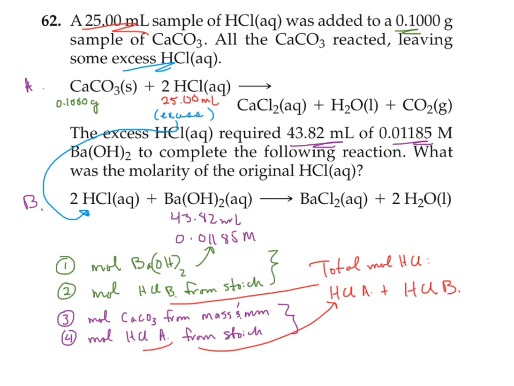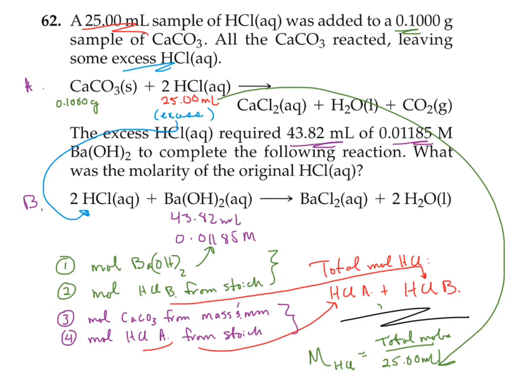So I won't belabor this too much, but I kind of did it backwards. The green here is actually looking at B. And I said, all right, for B, we can use the volume and molarity to get to moles of BaOH2. From that, I can get to moles of HCl. And actually, I'm done for now. I can get to moles of HCl.